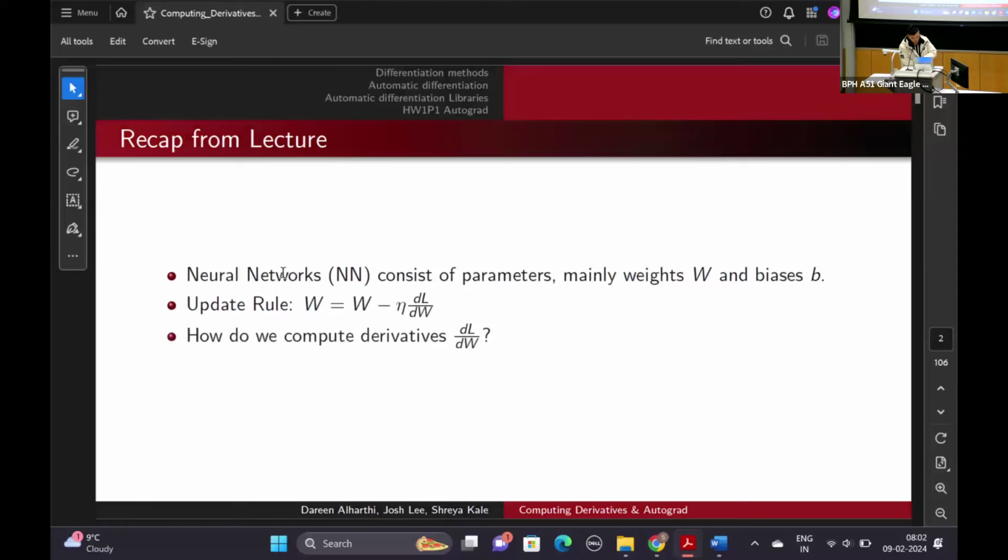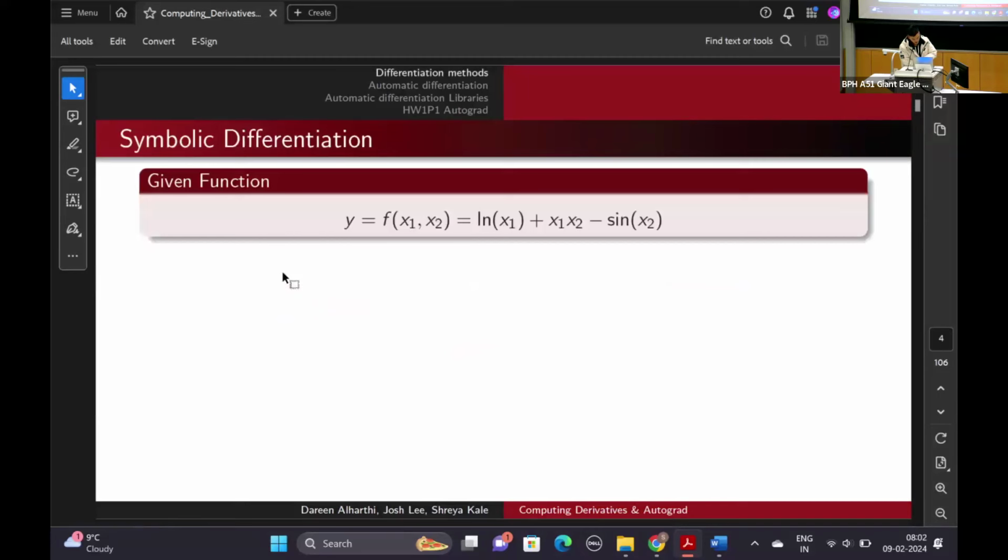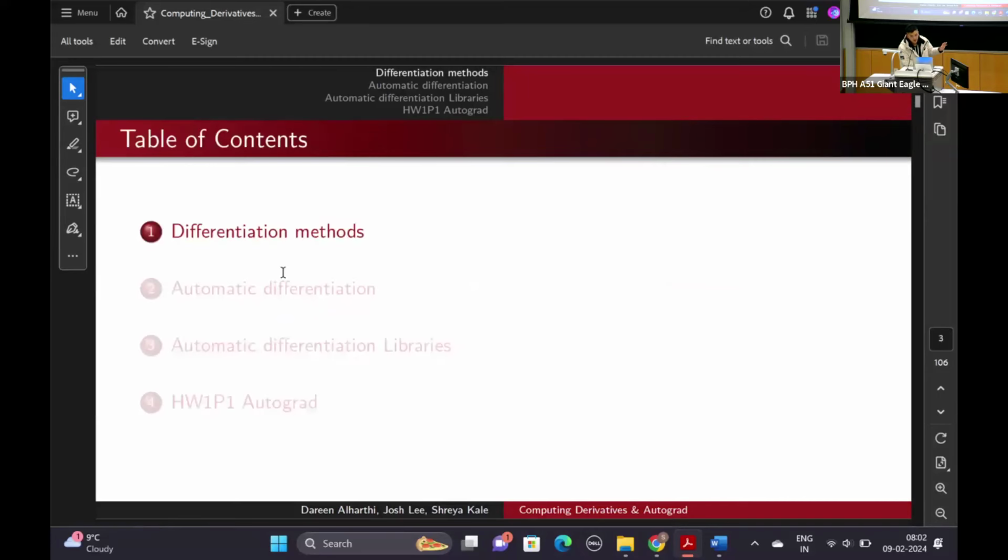All right. So how do we calculate this derivative? Basically, we will take a look at the classical differentiation methods. How would we have done it were we classical mathematicians, and then we'll look at how we're actually going to do it, given that we're computer scientists.